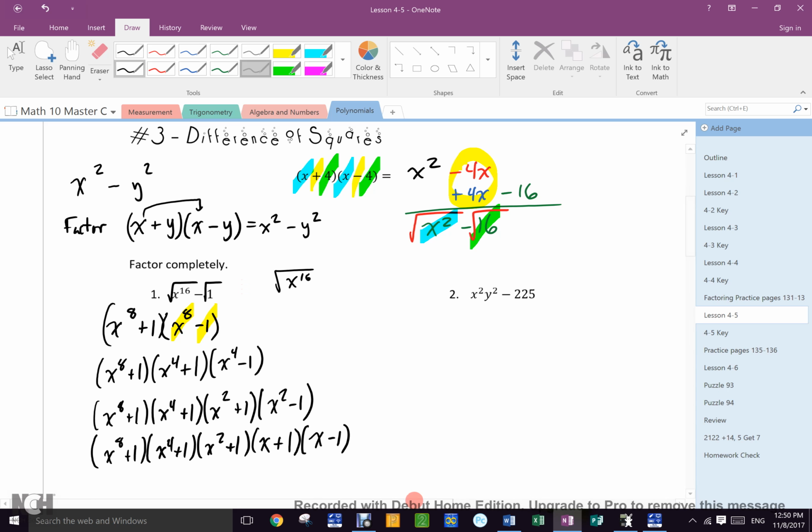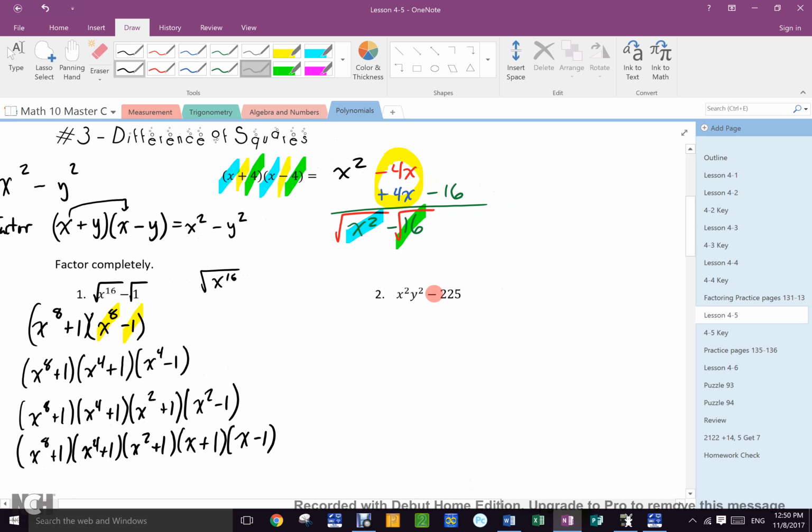All right. Let's look at number 2. Does number 2 look like this? No. Is that a square? If there was no y there, would we be okay? If there was no x there, would we be okay? But there's both there. So are we still okay? What's the square root of x squared y squared? xy. What's the square root of 225?